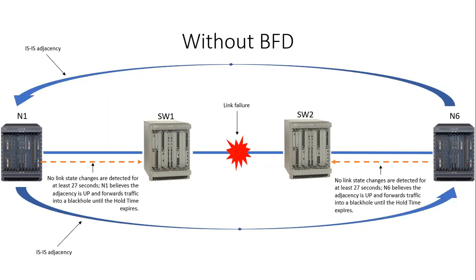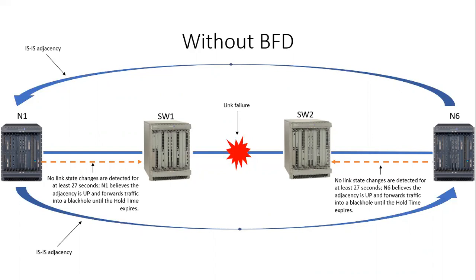So in our case, we have 2 switches that are separating our 2 service routers that have an ISIS adjacency built between them. Now let's assume that a link failure occurs somewhere beyond the directly connected link. So in our case, it happens between the 2 switches.